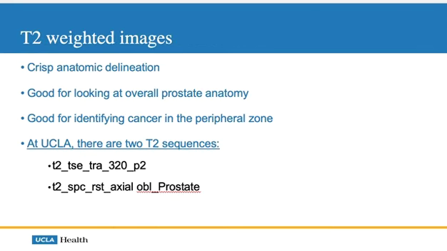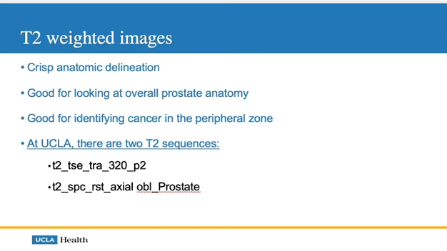So let's get into a little bit more detail about these particular sequences. We'll talk about the T2 weighted images. So again, these are crisp anatomic looks at the prostate. They're good for looking at anatomy, and they're good for looking at cancer when it's in the peripheral zone. And at UCLA, there are actually two different T2 sequences that can be useful to look at.